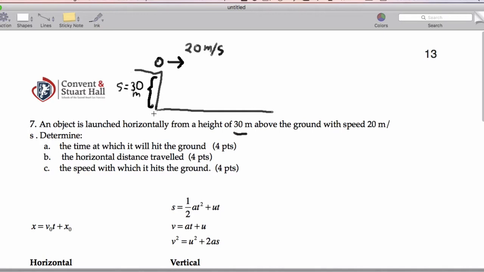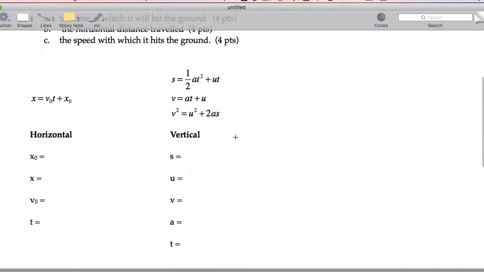Now the other thing is that we have a horizontal range or distance that it covers from the base of the cliff, and that's right here, and that's an unknown quantity, and x naught is always 0. So now let's fill in what we have. So the horizontal x naught is 0. This is unknown. This is 20 meters per second, and the time is unknown.